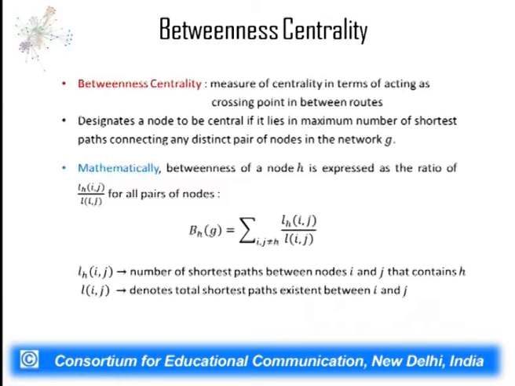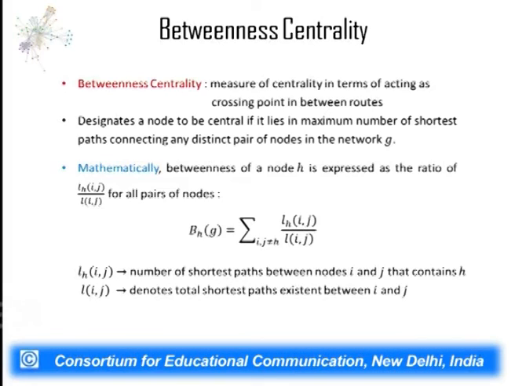Then betweenness centrality. Betweenness centrality is the type of centrality that measures how good a node is acting as a crossing point between different routes. There can be so many routes in the network, taking any pair of nodes at a time. Then if we take any route, what is the possibility that some particular node k comes in the path of nodes i and j, acting as source and destination? So it designates a node to be central if it lies in the maximum number of shortest paths.